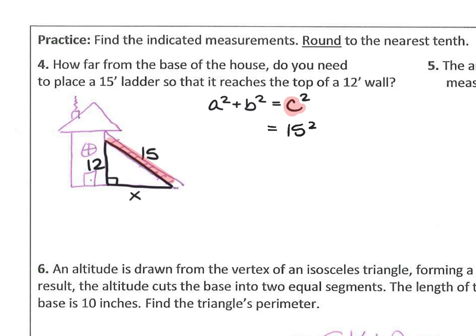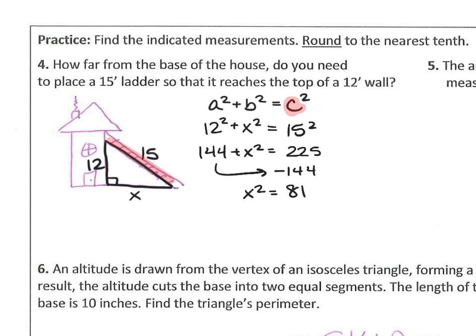Okay, what was one of the leg lengths? 12. Do we know the other leg length? No, so we're going to leave that as our x variable, as our missing side. Okay, we square those numbers. 12 squared is 144. 15 squared is 225. What's the next step? Subtract. Minus 144 on both sides, which means this becomes x squared equals 81.